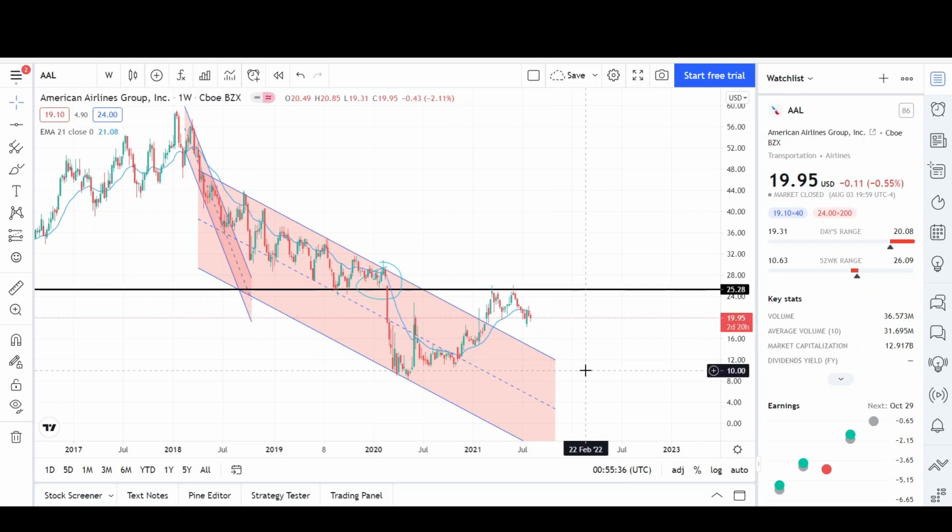So on the daily chart, I'm more bullish. So in the short term, I'm bullish. I just don't know how far up we could go. But on the weekly or the long term, I'm pretty bearish because of the reasons I just outlined. There's a lot of things telling me that price can continue lower. So that was my analysis for American Airlines.